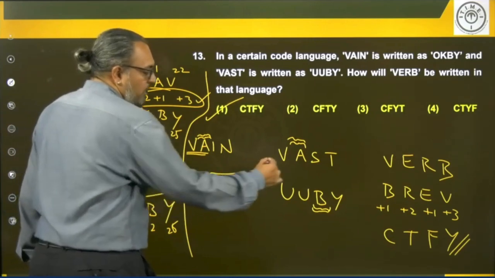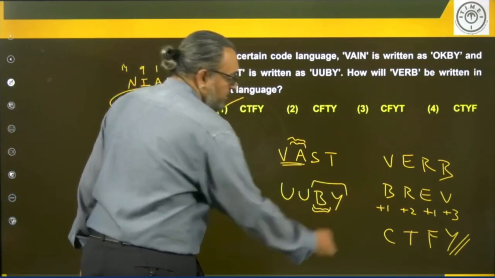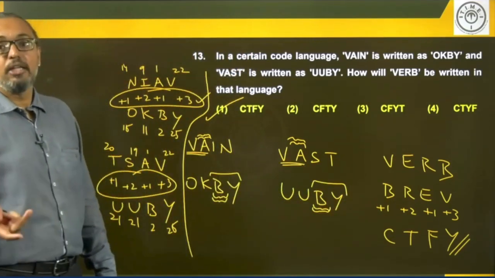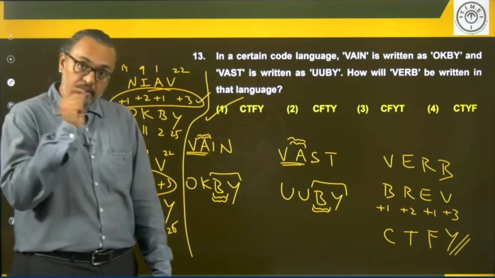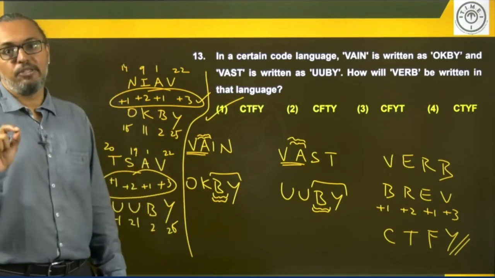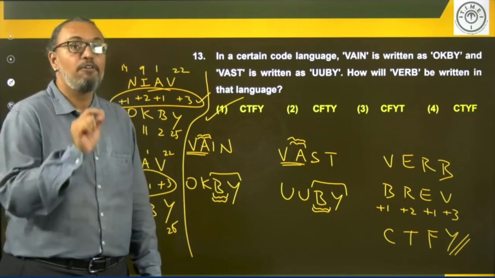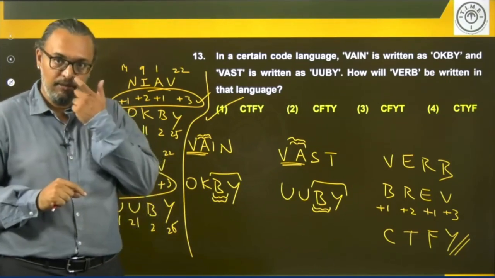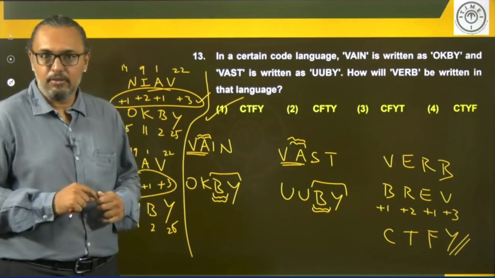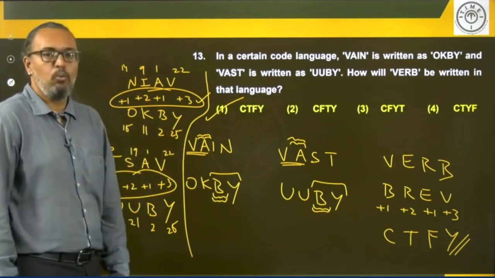Here, the last two letters are BY. Here also VA, the last two letters are BY. That is also another observation. So, there will be sufficient hints for us to know what it is. We just have to look into the correct way and get our answer. So, option 1.